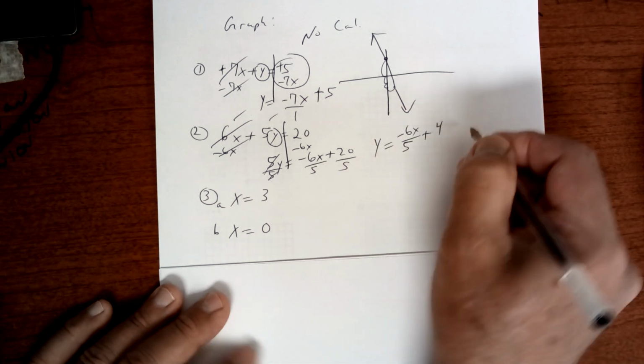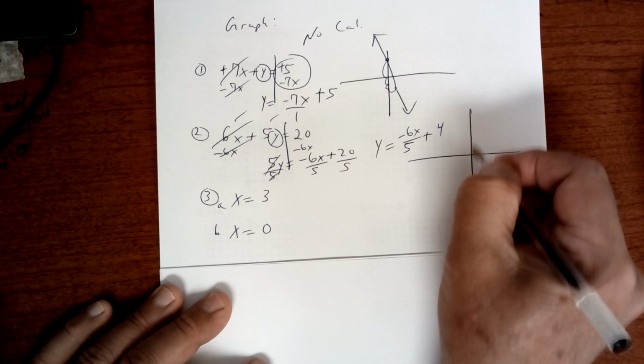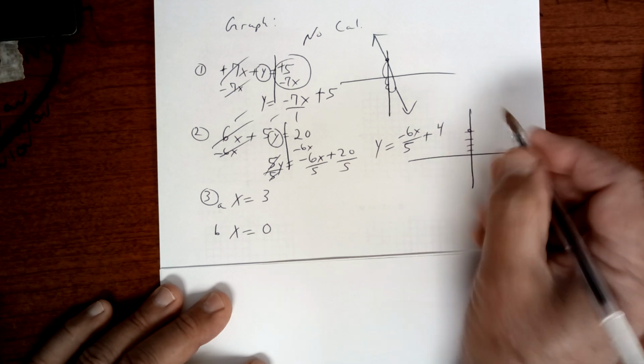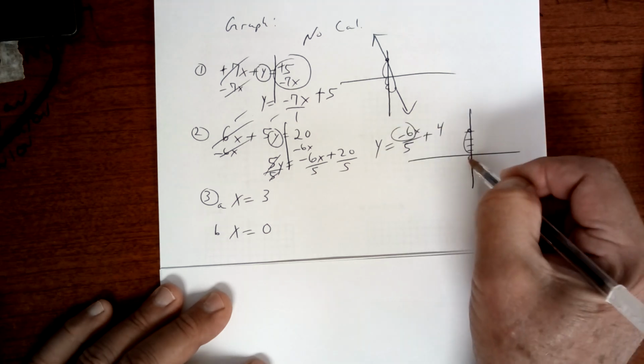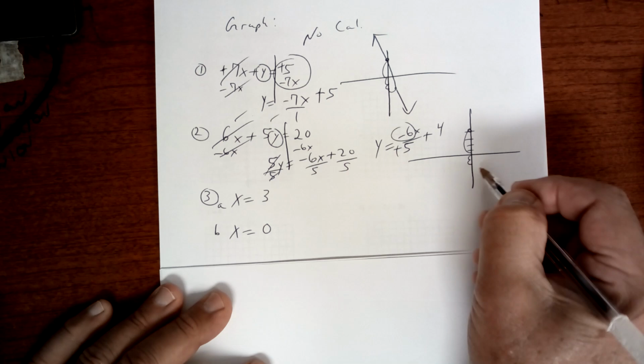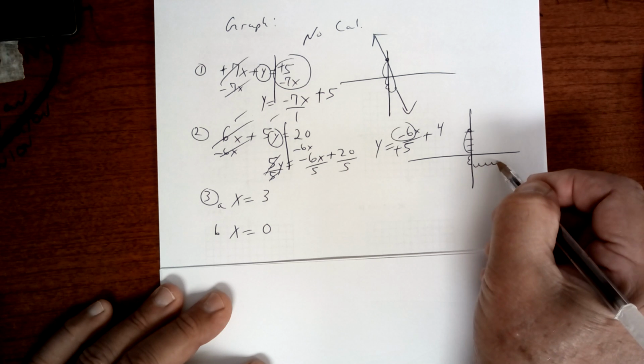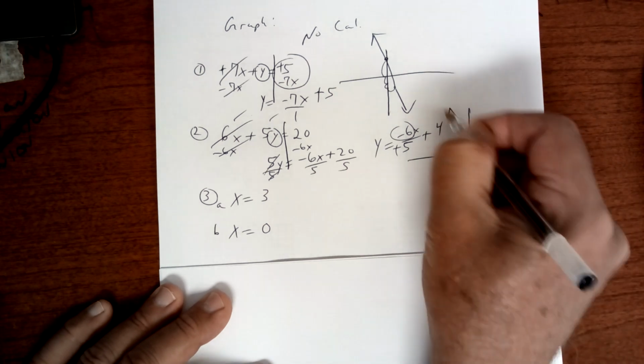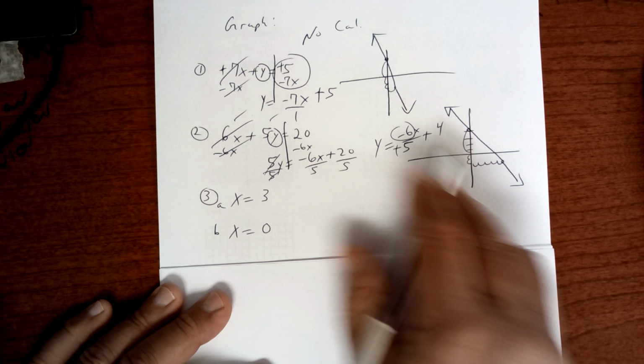So your y-intercept is 4, and then you go down 6. So that's 4, 5, 6, and then you go to the right 5. Put a dot and draw your line. These are negative because they're going down.